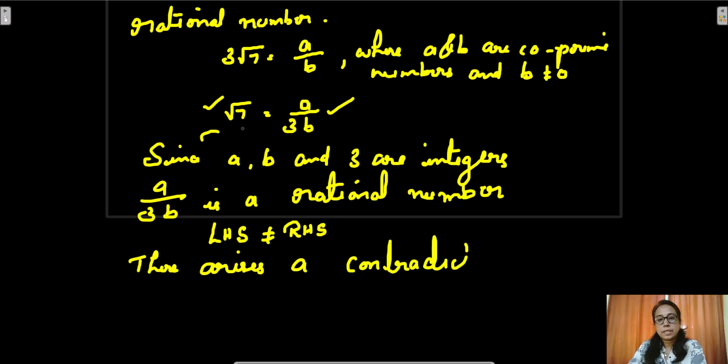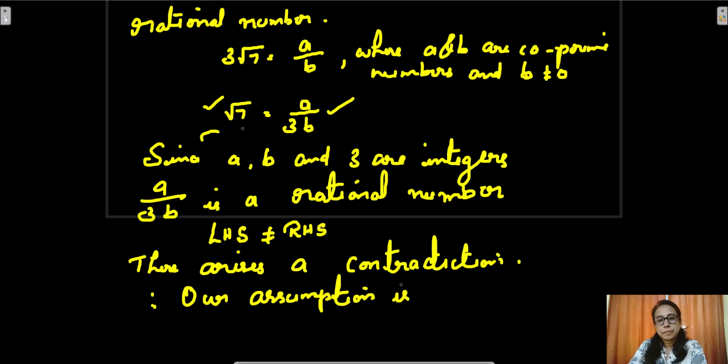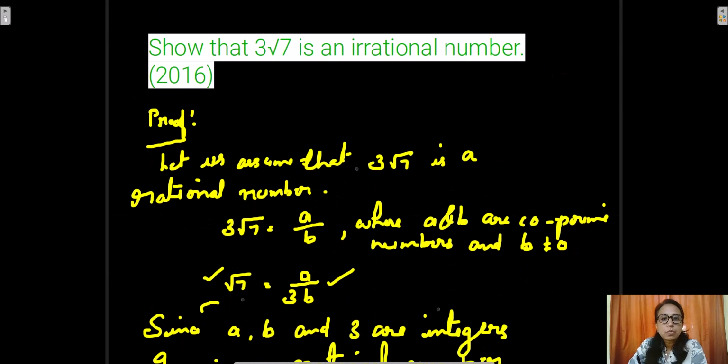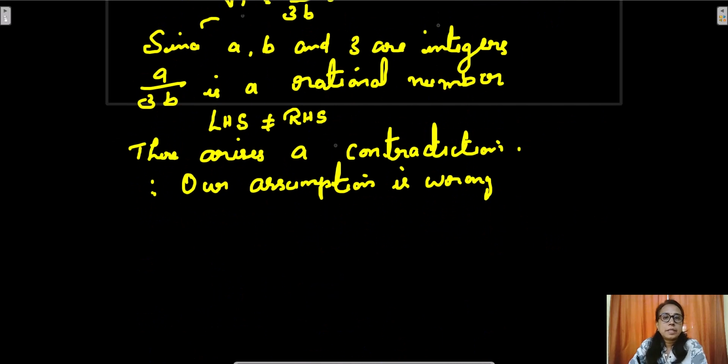Because of the contradiction, what can we write? Therefore, our assumption is wrong. Then what is our assumption actually? The assumption was that 3 root 7 is a rational number. But you can see that RHS is a rational number, but LHS is not a rational number. It is an irrational number. Therefore, our assumption is wrong.